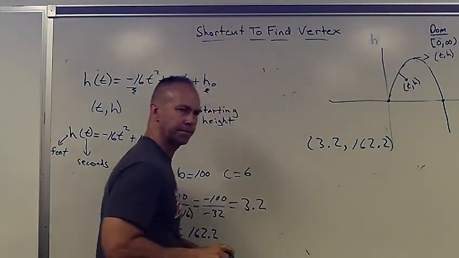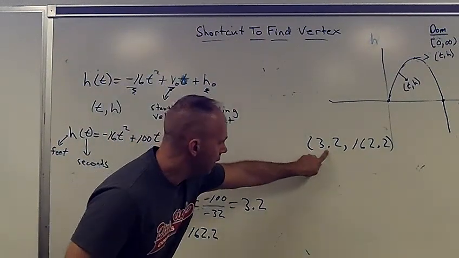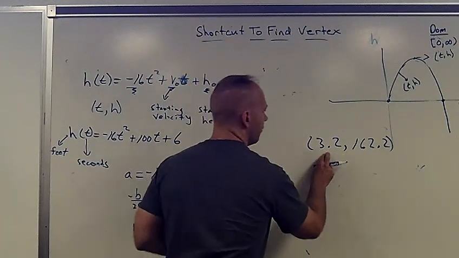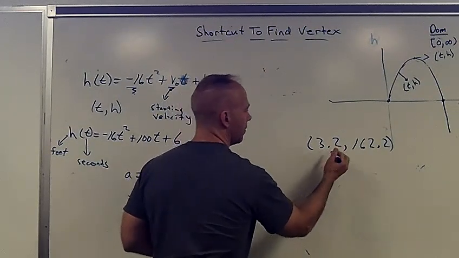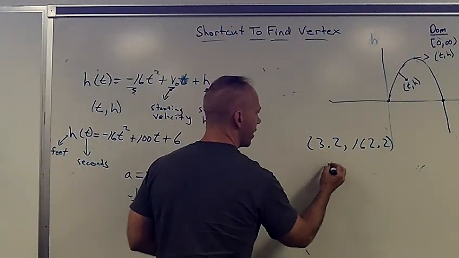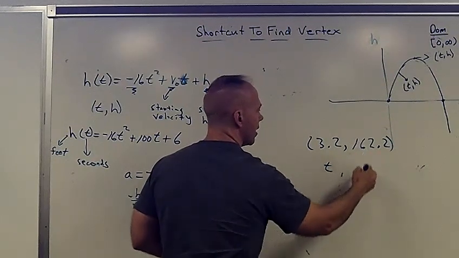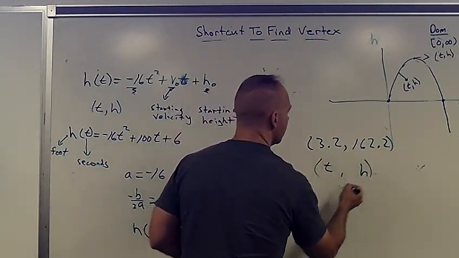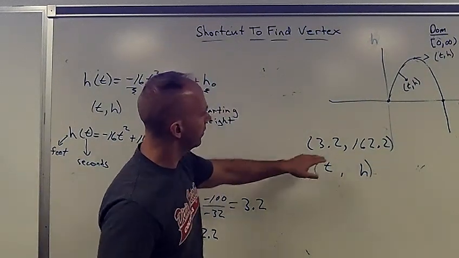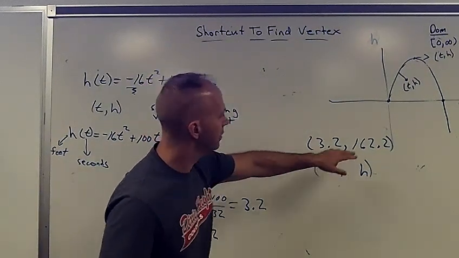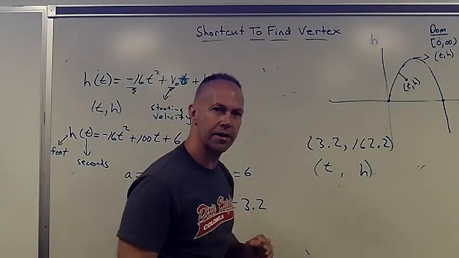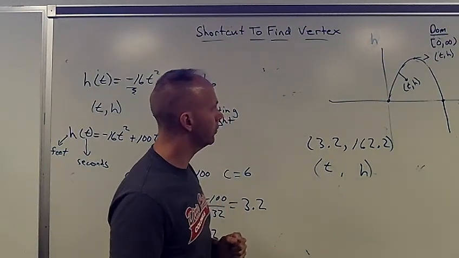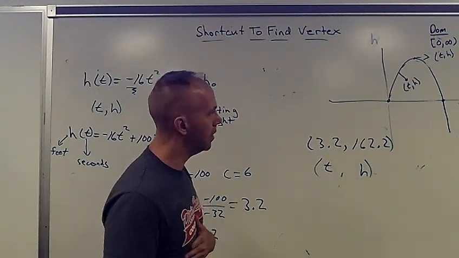What does that mean? Keep in mind, first number here, my domain variable is time. And my range variable is height. So that says, after 3.2 seconds, I will have a height of 162.2 feet, and that is the maximum height.